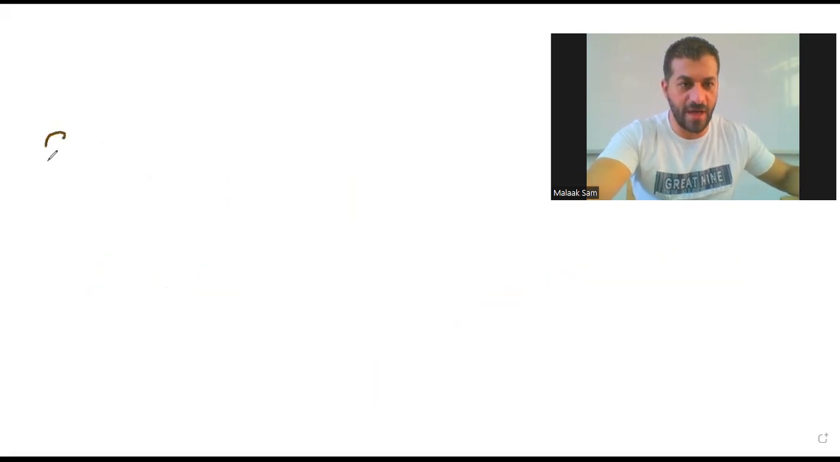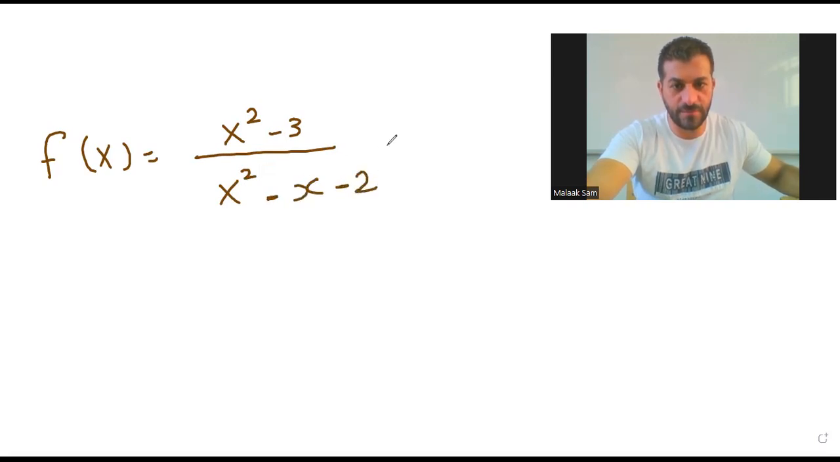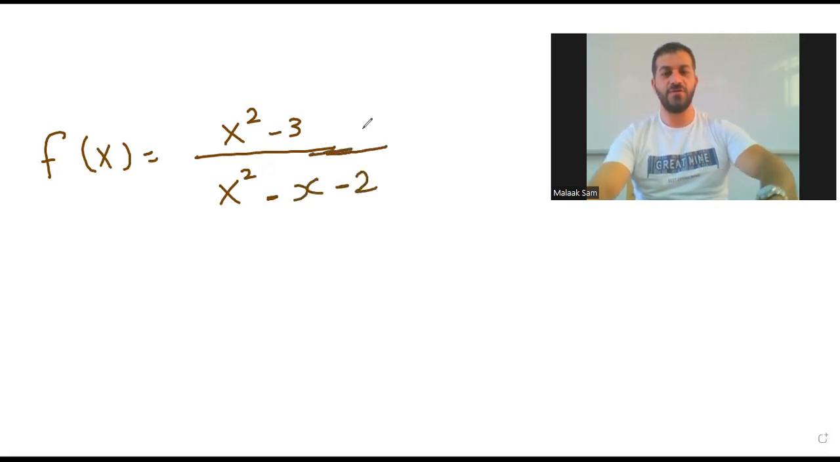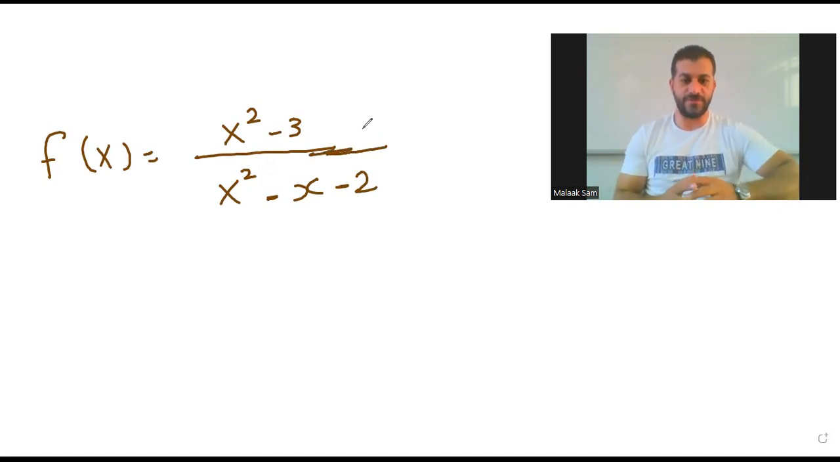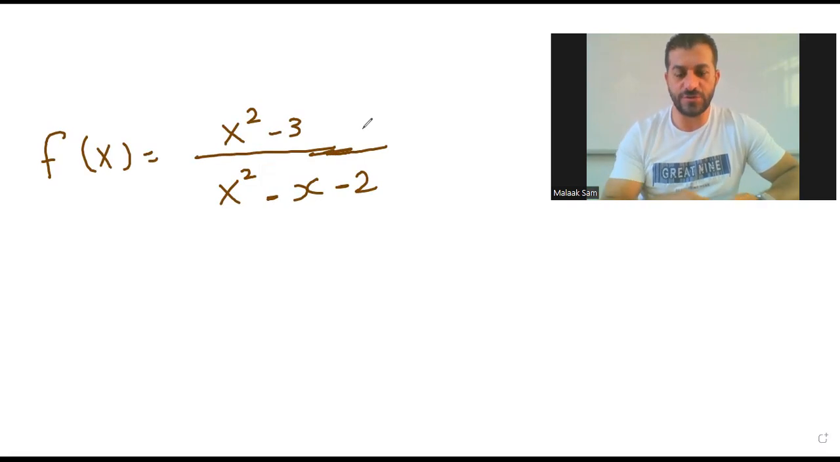Okay. If I have a function like f of x equals x squared minus 3 over x squared minus x minus 2, what is the domain for this function? If we look at the function, we have a numerator and a denominator.